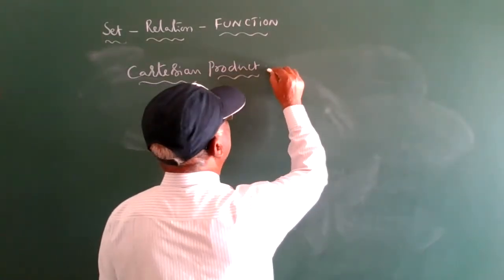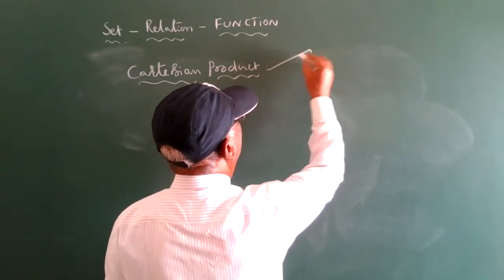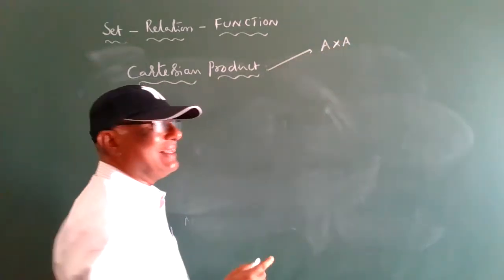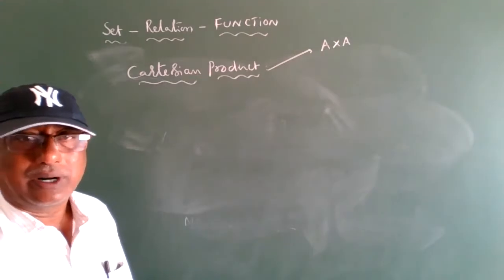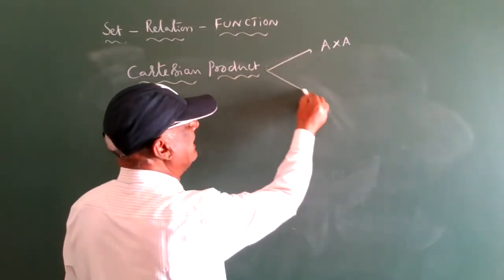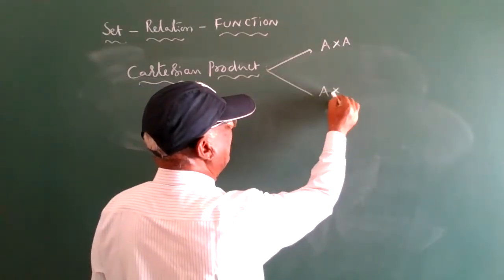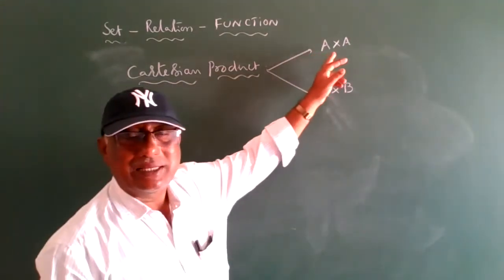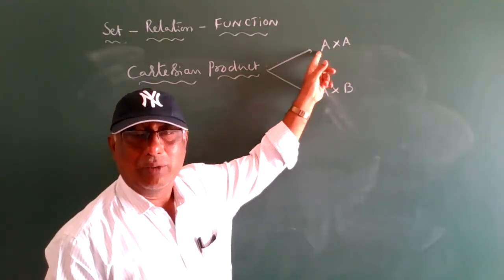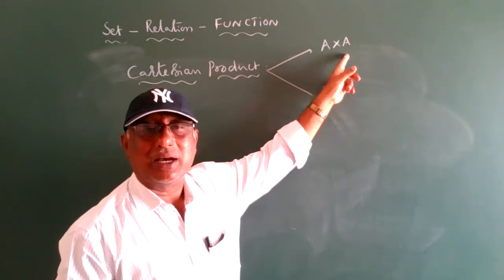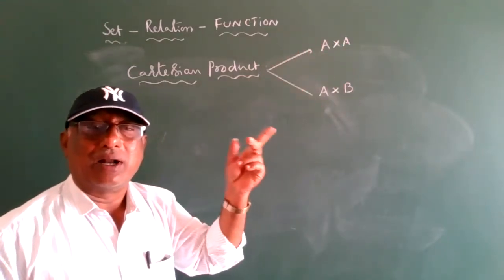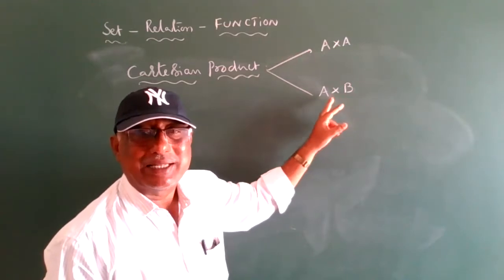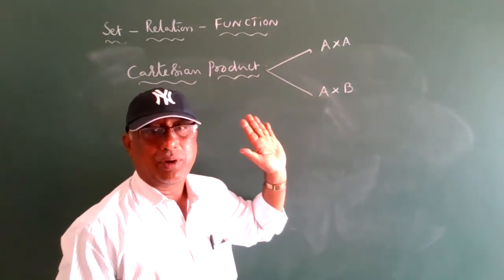Single set Cartesian product is A cross A. So this is called a single set Cartesian product. Double set Cartesian product is A cross B. A cross A is a single set Cartesian product, only one set is there. Itself Cartesian is a single set Cartesian product. In the double set, it is the Cartesian product of two different sets.